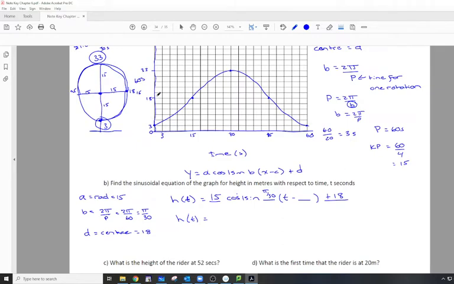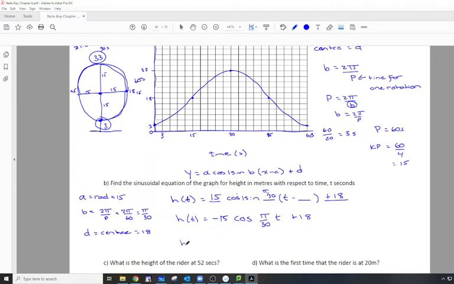Maybe we're reflecting the y values over the x-axis, which means it would be negative 15. So if we choose this as a cosine function, we can put negative 15 cos pi by 30. Then we don't need a phase shift because you're starting at the bottom. So you can just do cos of pi by 30t plus 18.